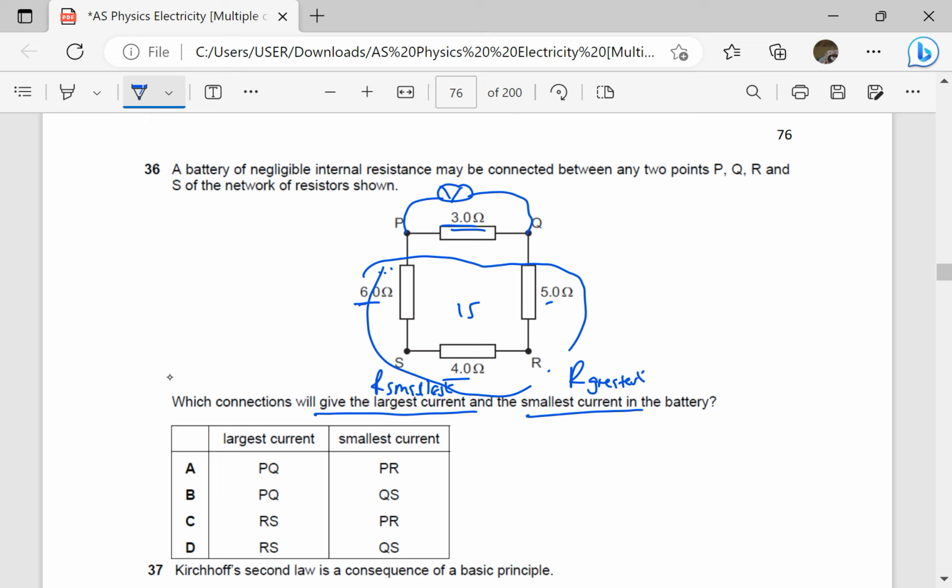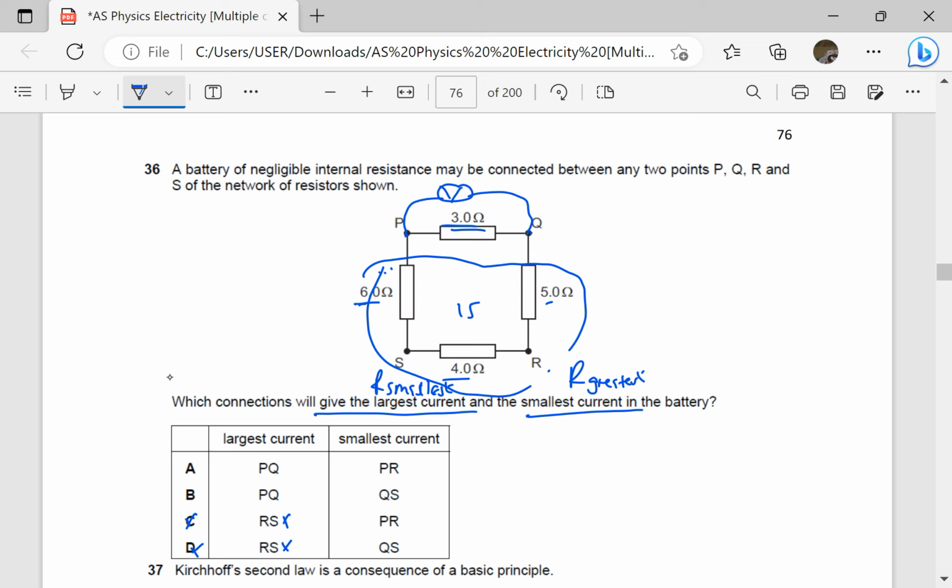So current is the greatest when we make which connections will give the largest current and the smallest current in the battery. So current is going to be greatest when we connect across P and Q. So we eliminate RS, that is C and D. Then for the smallest current, the resistance must be greatest.